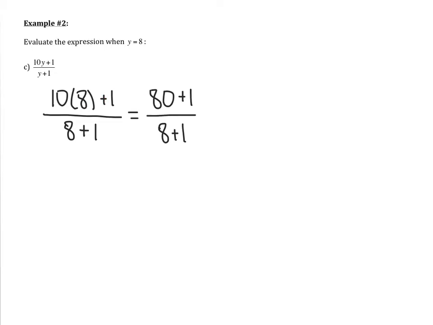Since 10 times 8 is 80, I now have 80 plus 1 in the numerator, and I know I could just simplify the 8 plus 1 in the denominator, but we're just taking it step by step so you're very clear on what's happening. So now I'm going to add the numerator, and I'm going to add the denominators. So I have 80 plus 1 and 8 plus 1 to get 81 over 9, and then the last thing I'm going to do is divide. So 81 divided by 9 is 9, so my final answer is 9.